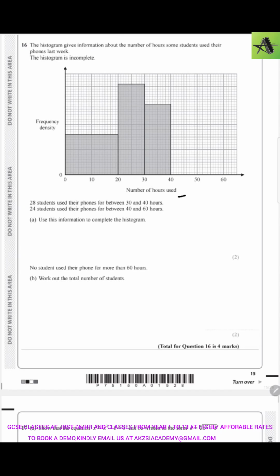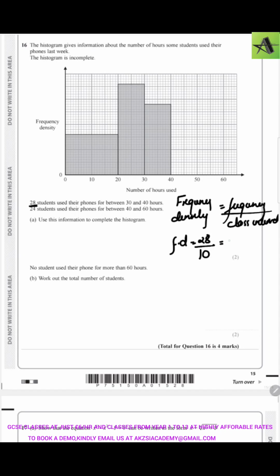So the first thing is frequency density. The formula to calculate frequency density is frequency over class interval. I do have the frequency, which is 28. And the class interval is between 30 to 40, which is 10. 40 minus 30 will give you the class interval. What's in between 30 to 40? That's 10. So frequency is 28 and class interval is 10, so the frequency density is 2.8.